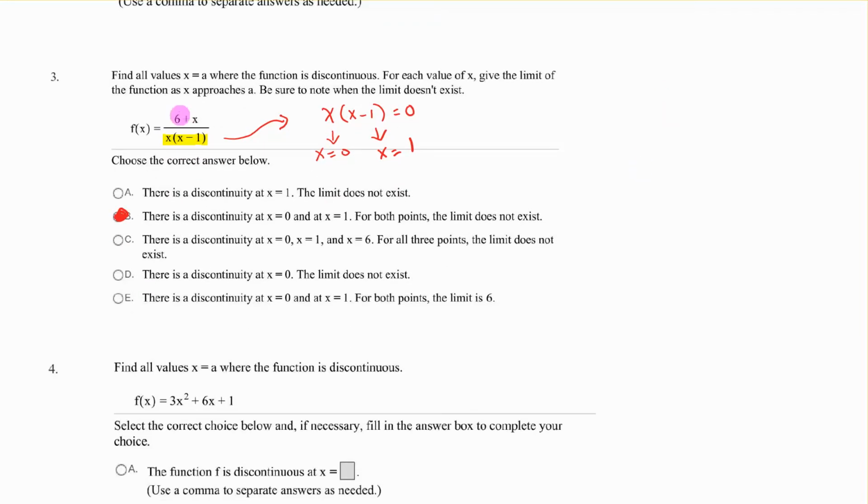Number 3 is a rational function. Remember, the denominator cannot be equal to 0. So we take that denominator and we set it equal to 0 to find out what values would make it be 0. 0 and 1 when you factor it and you set each of those equal to 0. So there's a discontinuity at x equals 0 and at 1.